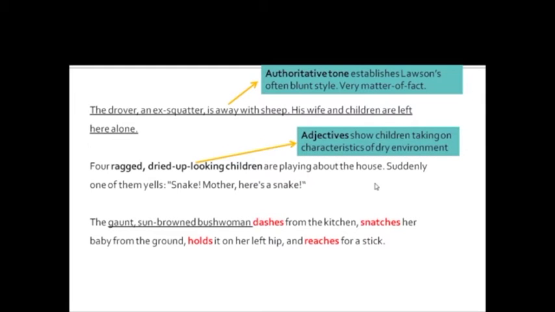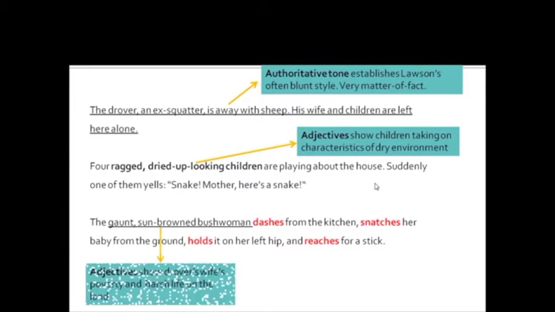We have the adjective, ragged, dried up looking children. It shows that the children are actually starting to take on the characteristics of the environment. Later on we start to see some other adjectives. So the drover's wife here is described as gaunt, sun-browned bushwoman, demonstrating how her difficult life and her poverty has affected her, and that idea of her living a harsh life on the land itself.